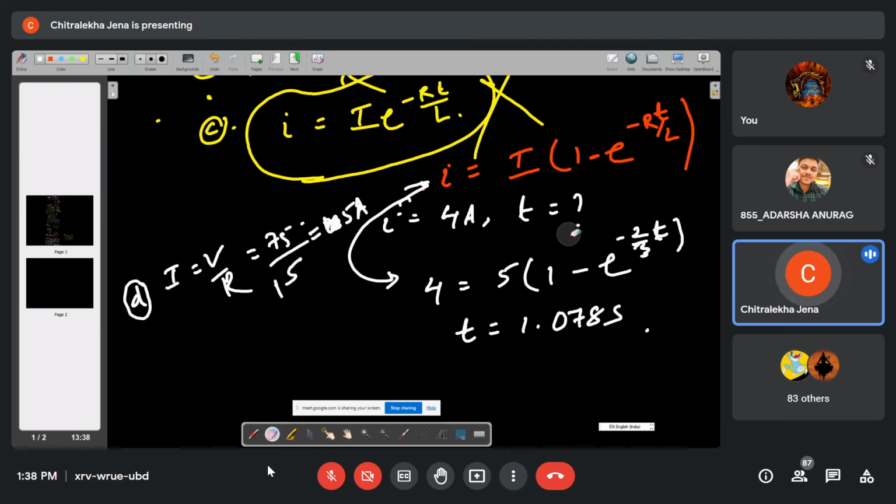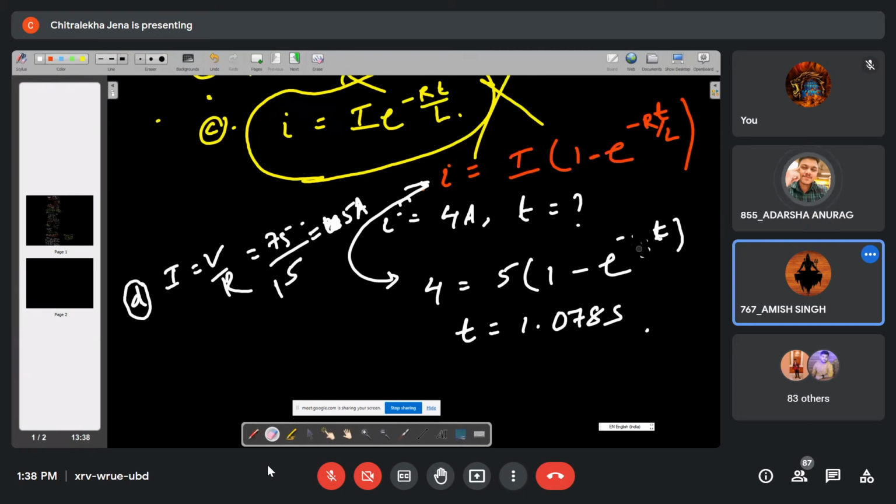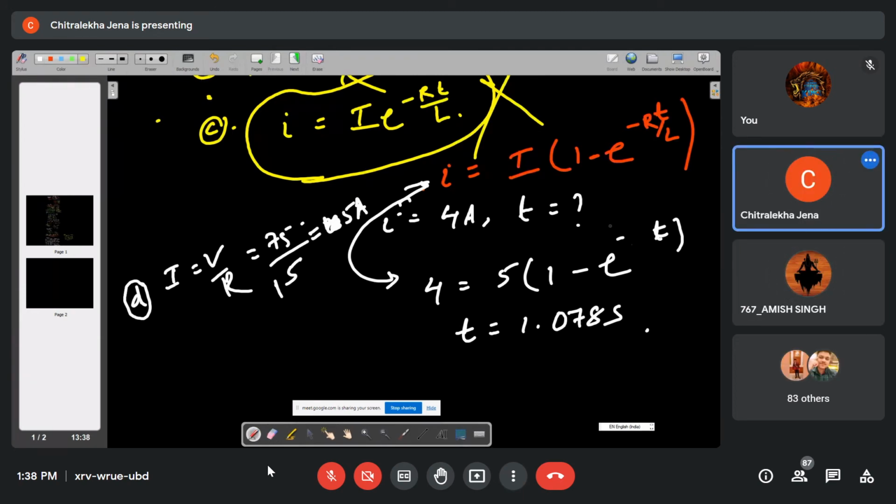क्या है? 2/3 नहीं है क्या? मैं minus 3 by 2. minus 3 by 2 होगा. हाँ. minus 3 by 2 t होगा. 3/2. minus 3t divided by 2 इतना है तो? Yes ma'am. ओके.